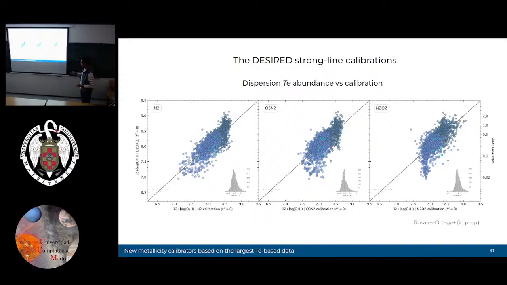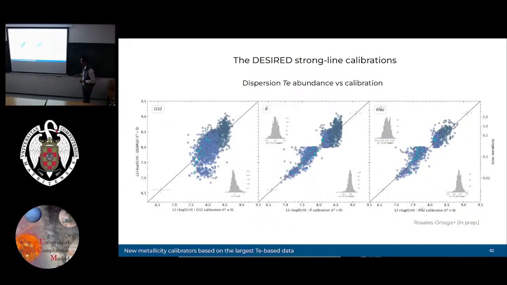We calculate the value of the metallicity using the calibration and the real direct value. And here you can see some difference. For example, for the N2 calibration, it behaves relatively well in a very good range, but it diverges for the high metallicity ends. In some cases, for example, the O3N2, it works relatively well for high metallicity, but then not very well for low metallicities. And this one as well, with different dispersions in each of them.